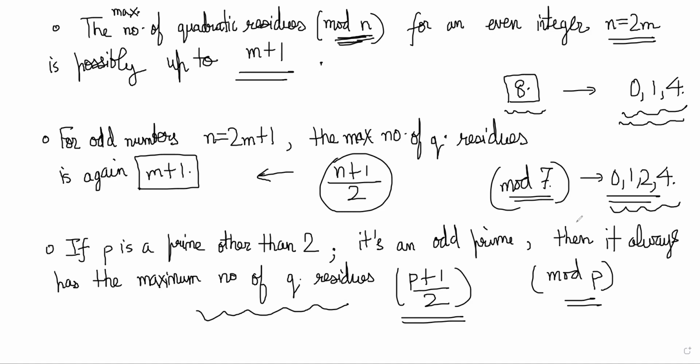So for odd primes, you always get the maximum possible number of quadratic residues, which is (n+1)/2. However, for even numbers or for other odd numbers which are not prime, you may not hit the maximum number of residues. Your actual residues might be lesser than that, right? So those are 3 facts that you can verify with some calculations.